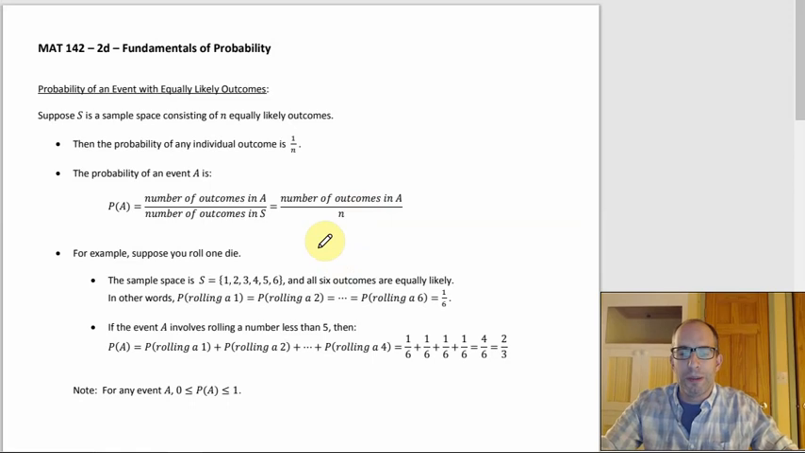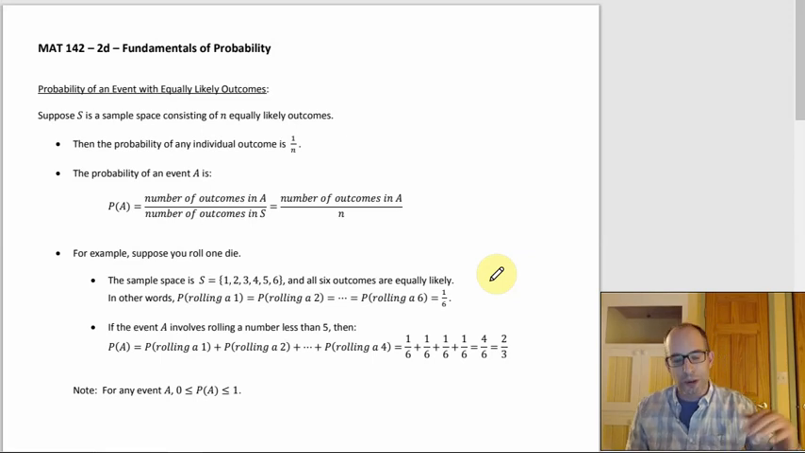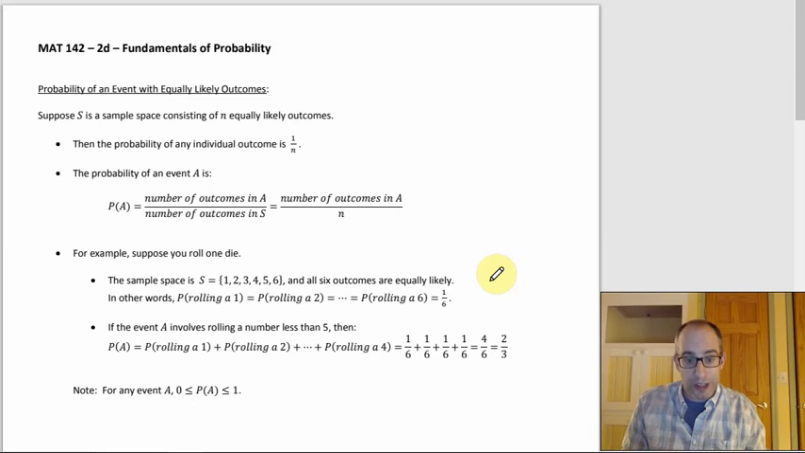So to make this a little bit more concrete, what if we rolled one die? Then the sample space is 1, 2, 3, 4, 5, and 6, and all 6 outcomes are equally likely. So in other words, the probability of rolling a 1 would be equal to the probability of rolling a 2, and so forth, probability of rolling a 3, 4, 5, and 6. They're all going to be 1/6.